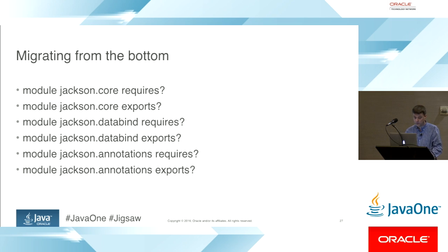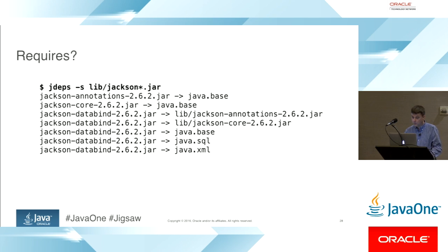We'll start by running what we call the JDEPS tool. If you were at the earlier talks, you will see that we use the JDEPS tool to do some static analysis on existing libraries. Alex used it in his part of the presentation to look at myapp and mylib. We'll do the same thing with the Jackson jar files here to understand what they require.